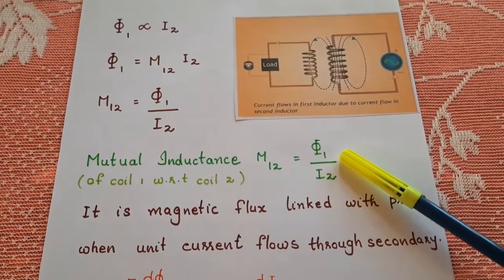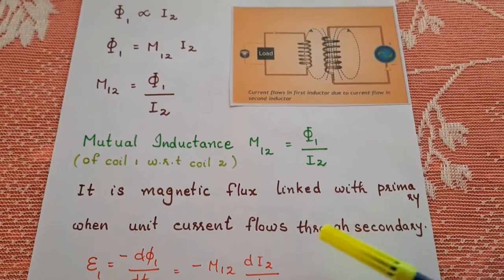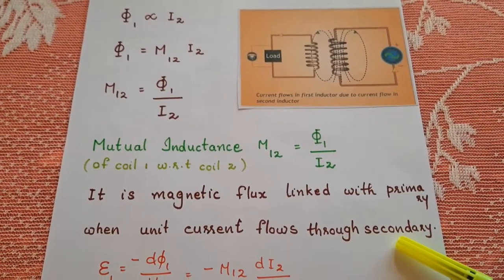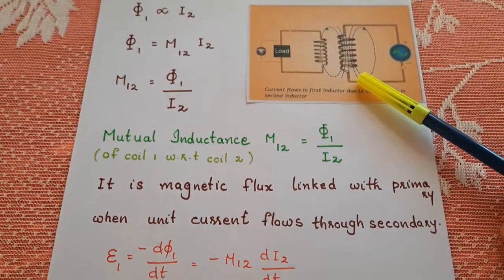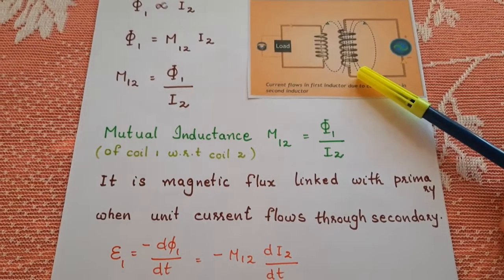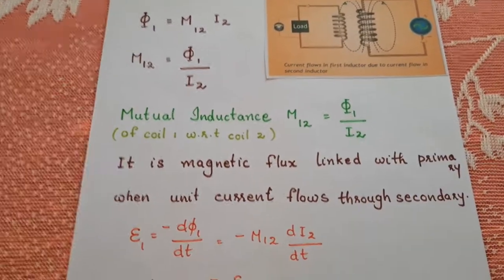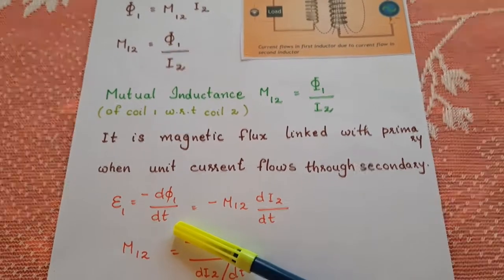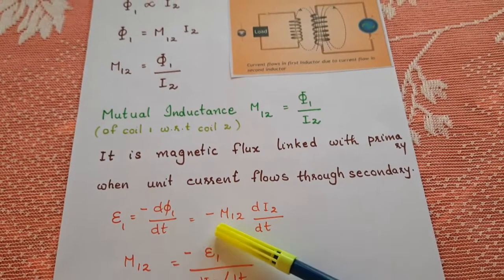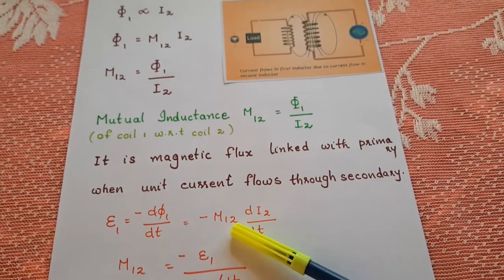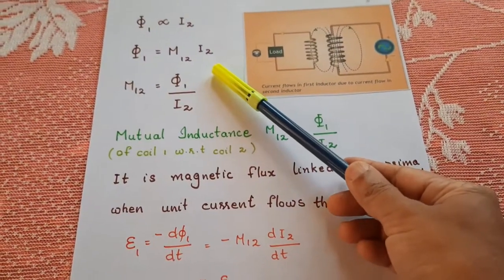So we can define the constant as the magnetic flux linked with the primary coil when unit current flows through the secondary coil. The first coil is called primary and the second coil is called secondary. The varying current in the secondary coil produces EMF in the primary coil. The induced EMF in the primary coil E1 is equal to minus d phi1 by dt. It is equal to minus M12 into di2 by dt, because phi1 is equal to M12 I2.